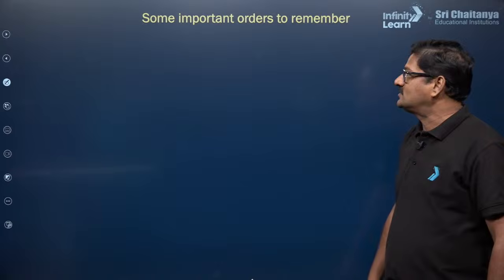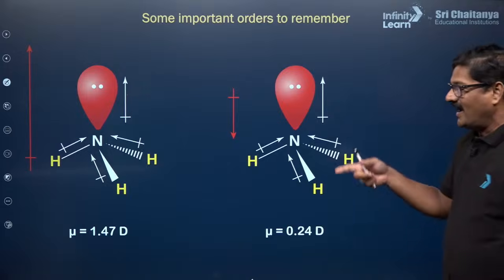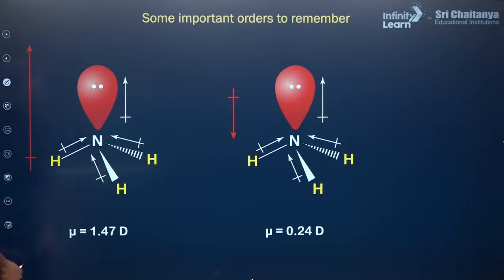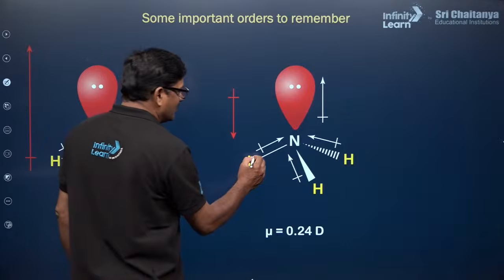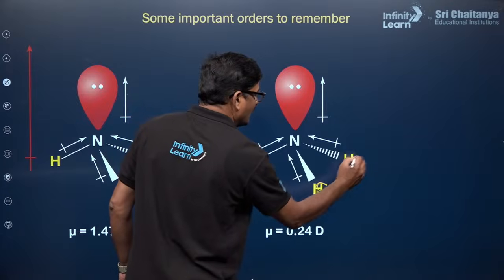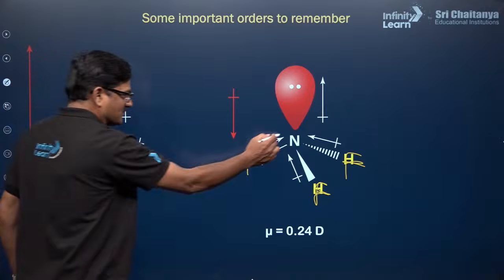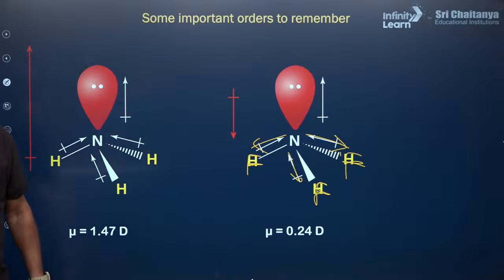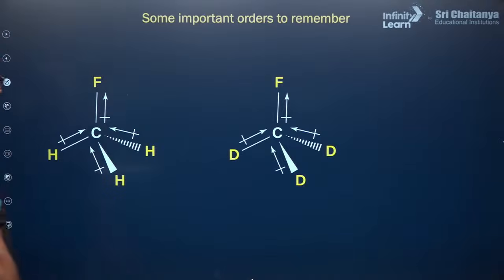Okay, now I want to say some important orders. Look at this. As I said, NH3 dipole moment is 1.47 and NF3 is lower. This is a fluorine, dear. Why? The lone pair, and this direction is also given wrong here. So the lone pair of electrons opposes the bond moment, as we already discussed.